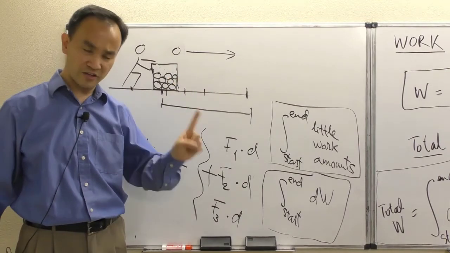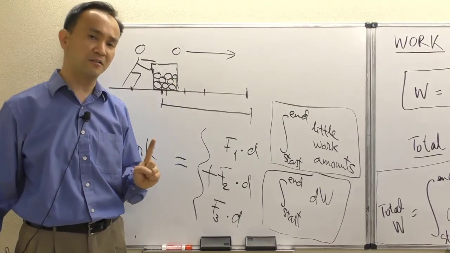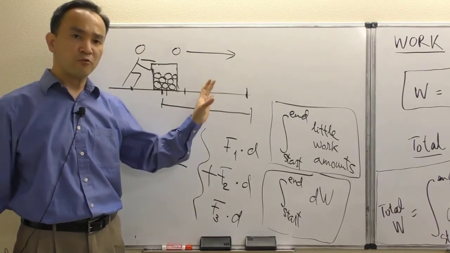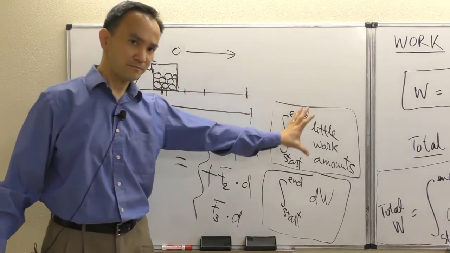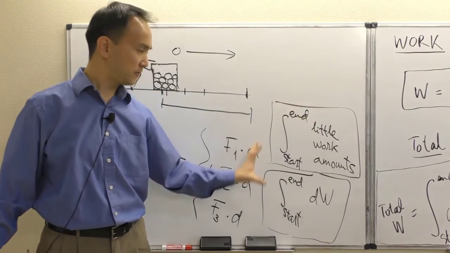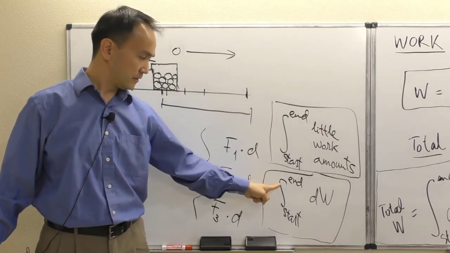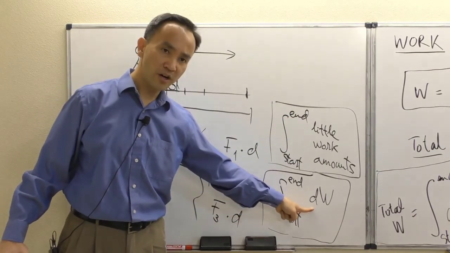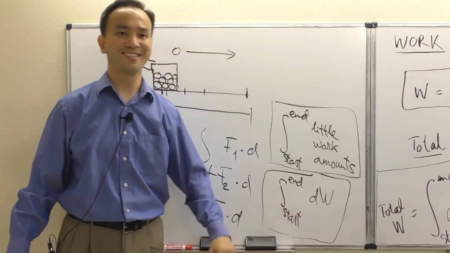Any example I point out later in this video lecture will stay very focused on this only fundamental: to calculate total work, it's an accumulation of all the little work amounts from the start to the end.